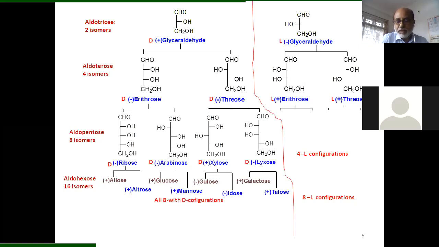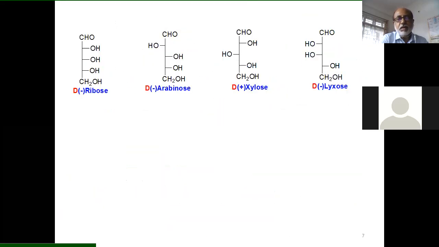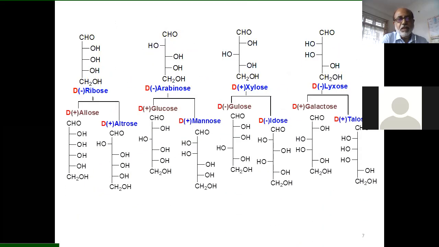Now let us see their structures. Already we come here. This is ribose, arabinose, xylose, lyxose. From ribose we are getting allose, altrose. From arabinose we get glucose, mannose. From xylose we get gulose, idose, and from lyxose we get galactose, talose.